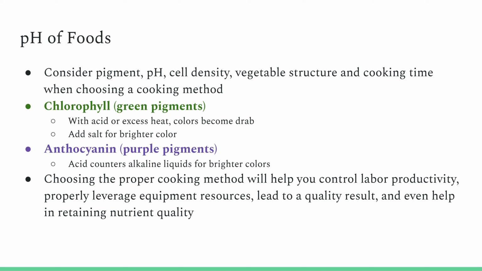Anthocyanin is those purple pigments. This is something you'd find in red cabbage. Acid counters alkaline liquids for brighter colors. So if you were to cook cabbage in an alkaline liquid, which water typically is, a touch of acid will actually counter that and preserve the color.